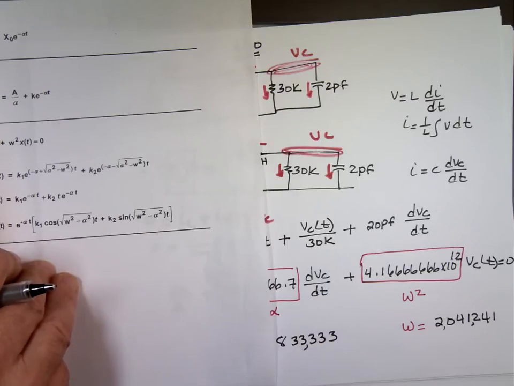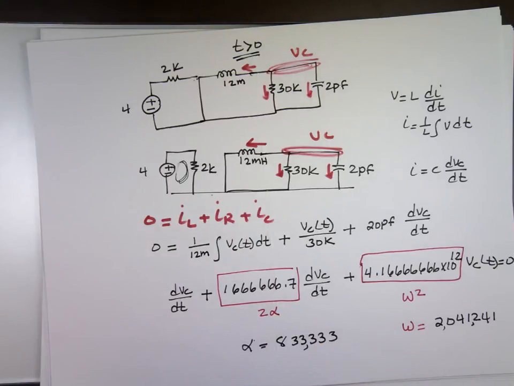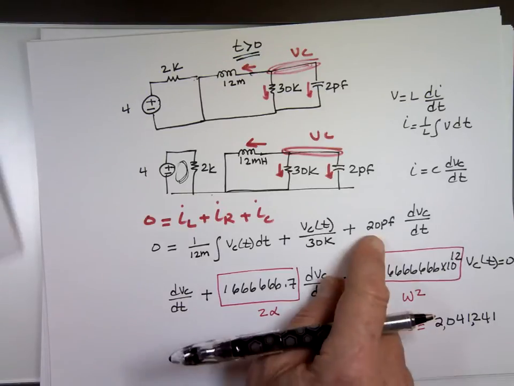Alpha is 8.33 times 10... looks like I'm missing a 0. They get 8 million for alpha here, and 6 million for W with the same numbers. You can just double check these numbers here.